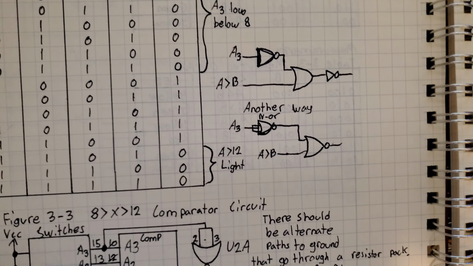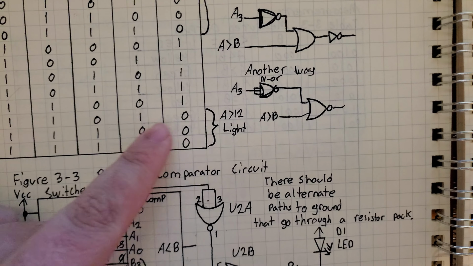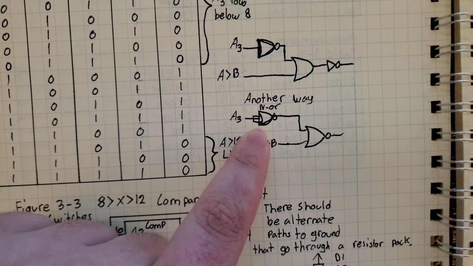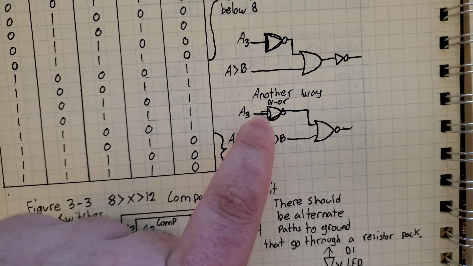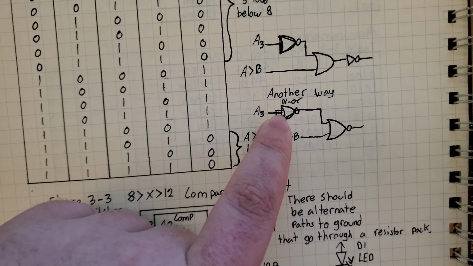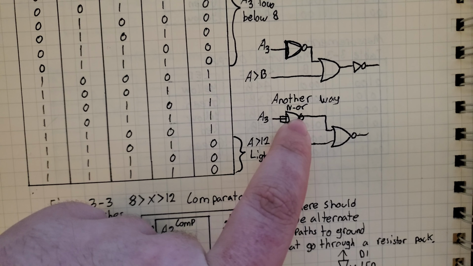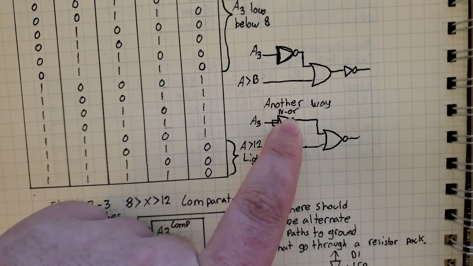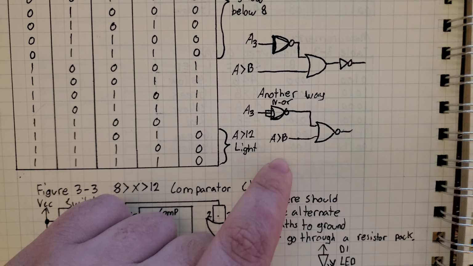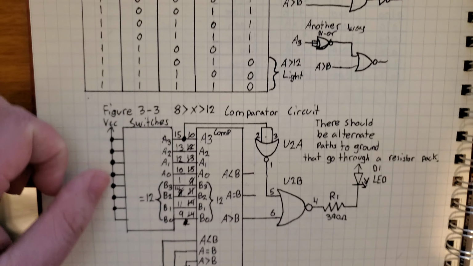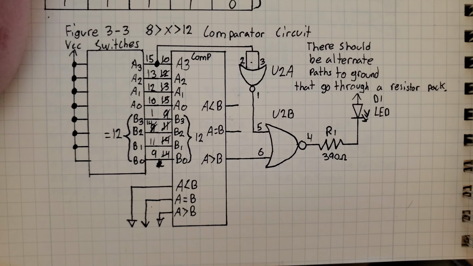Another way to do this, using just one type of gate, is to have a NOR gate. So we use the NOR as essentially an inverter. We put A3 and wire it up to both of the NOR inputs. That inverts the signal, and then we put it down into a NOR gate with A is greater than B. So this is kind of what the circuit looks like.